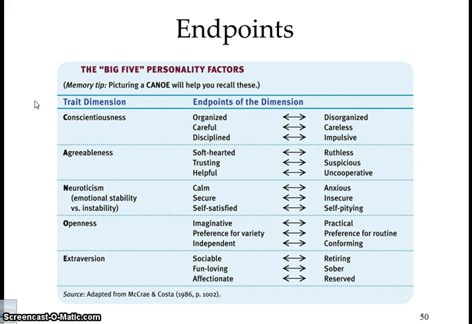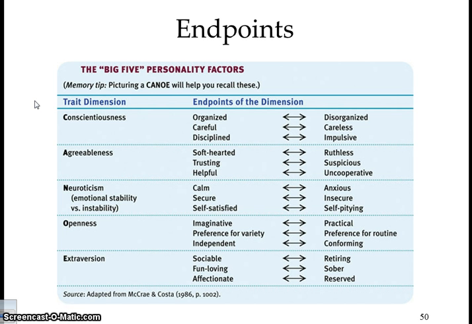Now, agreeableness is soft-hearted, trusting, helpful. If not, you're ruthless, suspicious, uncooperative. Neuroticism is basically, are you emotionally stable or unstable? Are you calm, secure, self-satisfied, or the anxious, insecure, self-pitying type? That would be the unstable type. Now, openness: you're imaginative, you prefer variety, like to spice it up, and you're independent. If not, then you're closed-minded, practical, prefer routine, and you're conforming.